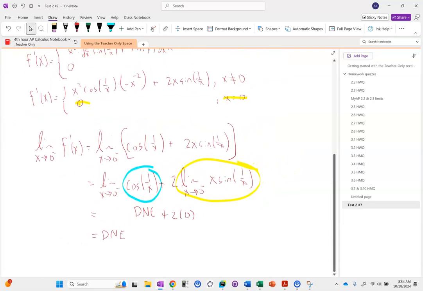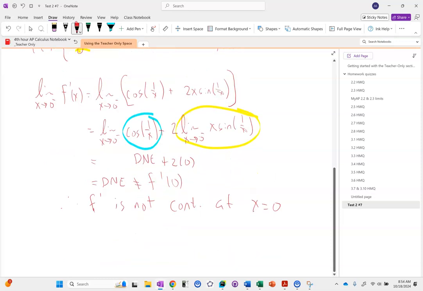So if the limit as x approaches 0 from the left does not exist, we know that that cannot equal f prime of 0. So we've shown that f prime is not continuous at x equals 0, or in other words, the limit as x approaches 0 of f prime of x does not equal 0, because it does not exist.